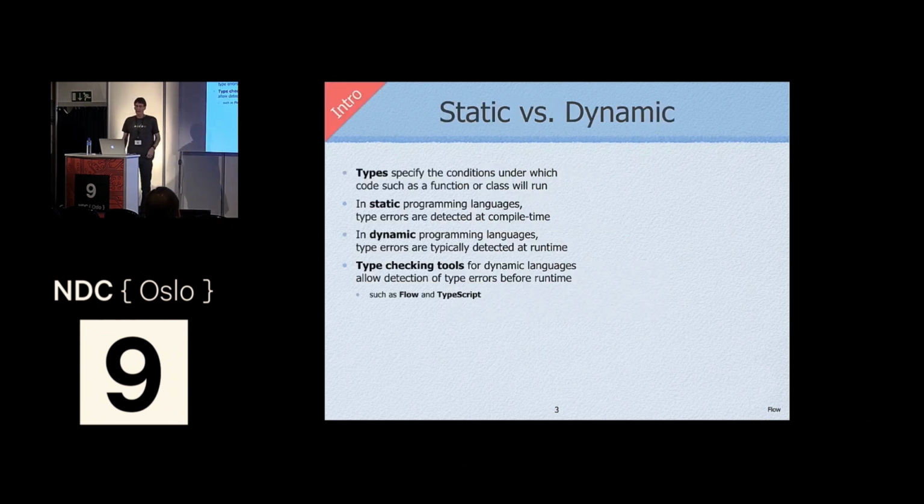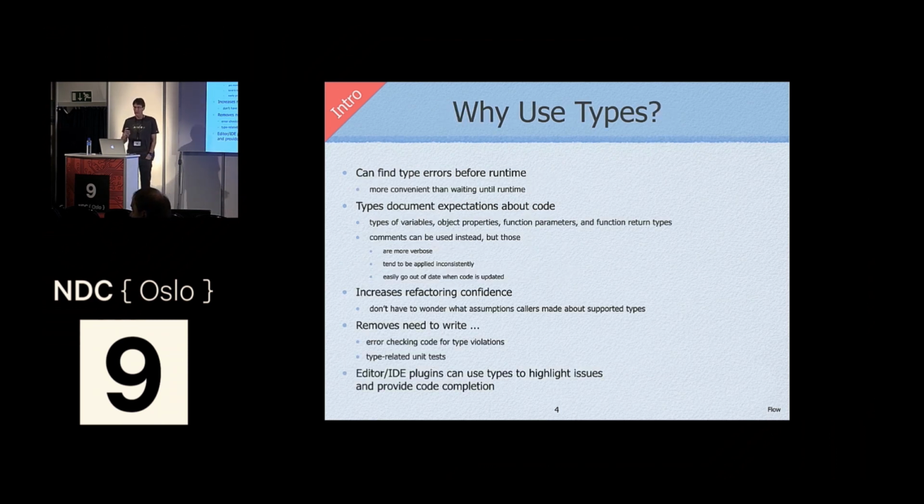Static versus dynamic. So types are specifying the conditions under which your code is going to run, things about the functions and the classes in your code. And in a static language, of course, you find out about the errors in your code when you compile it. In a dynamic language, you typically find out when you run the code, which isn't ideal. And so we have these type checking tools that you can use with dynamic languages. And in the world of JavaScript, there are two big ones. There's TypeScript and there is Flow.